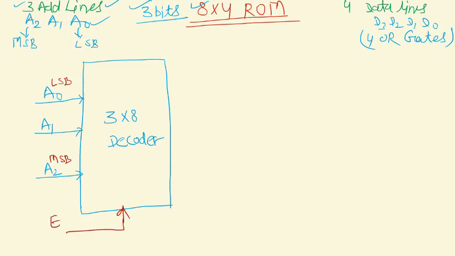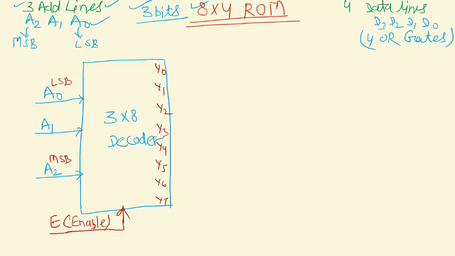Whenever enable is 1, suppose this is active high, then for the normal operation of this decoder we always require E equal to 1. Or if it is active low, then we require E equal to 0. Okay, so the outputs are Y0, Y1, Y2, Y3, Y4, Y5, Y6 and Y7.